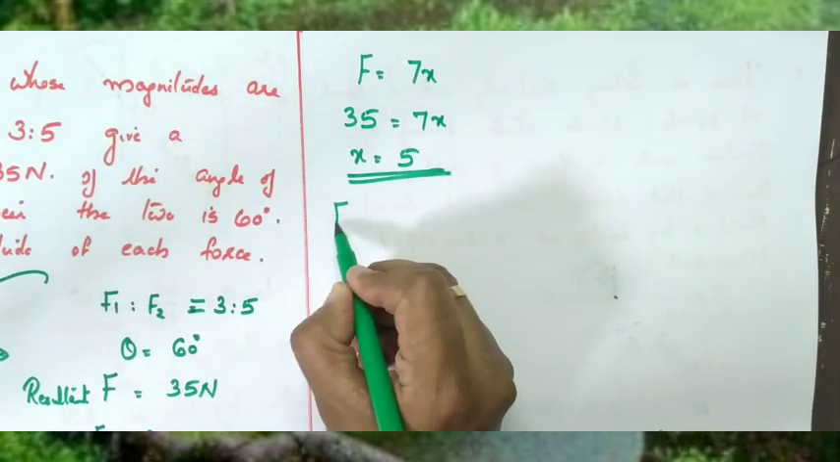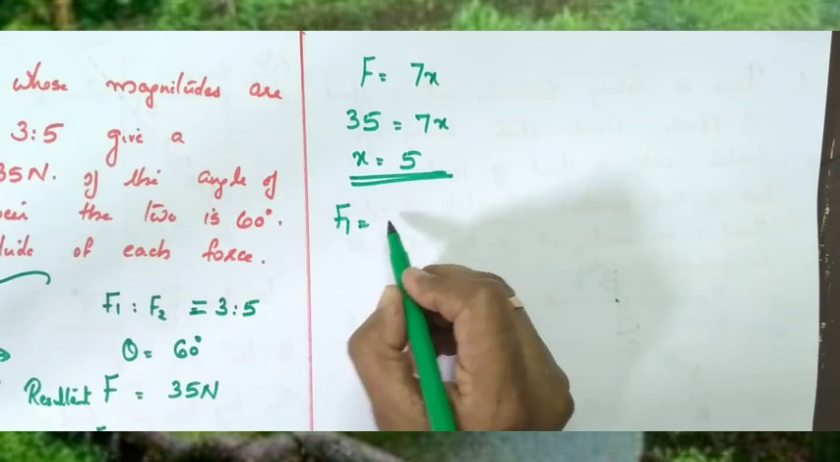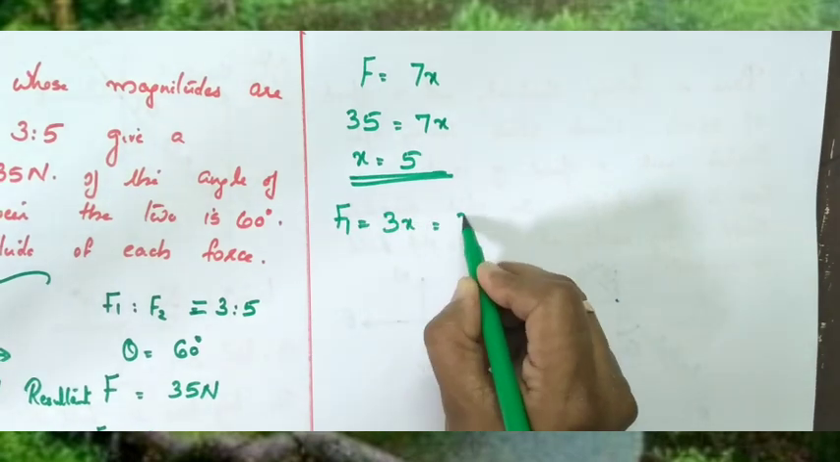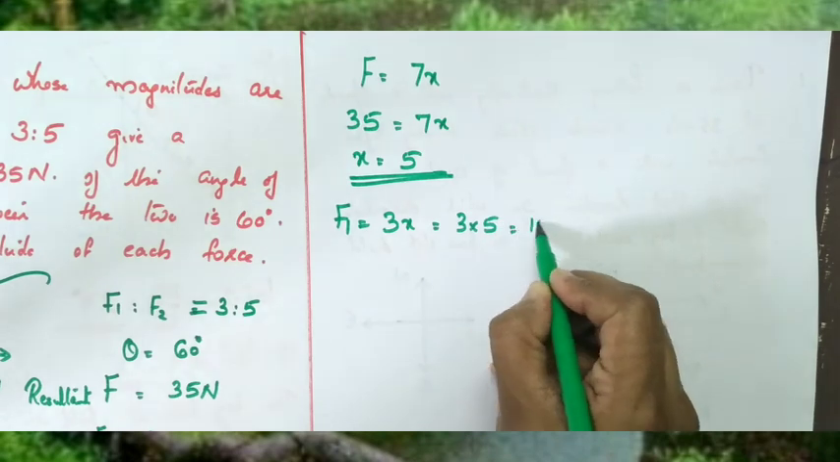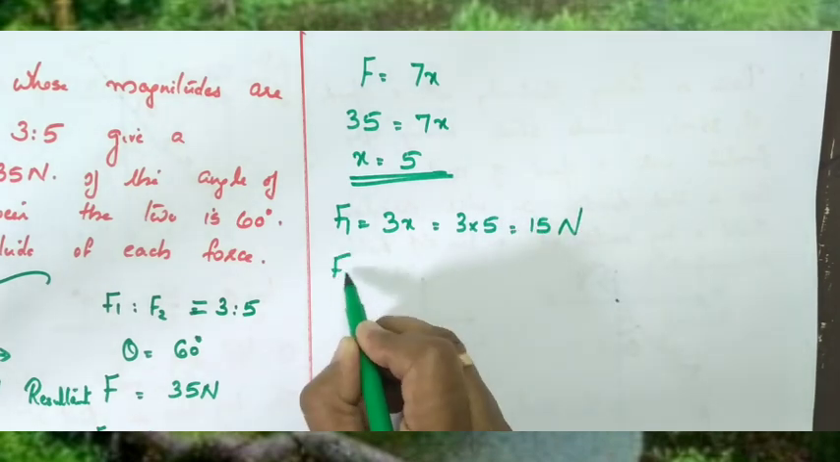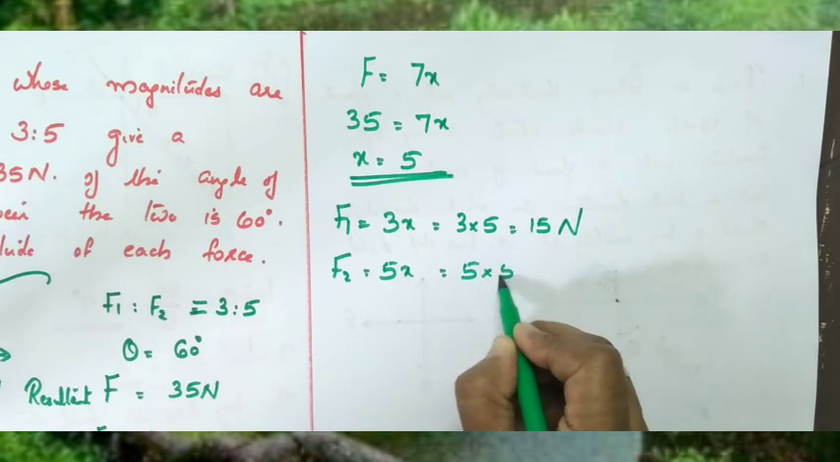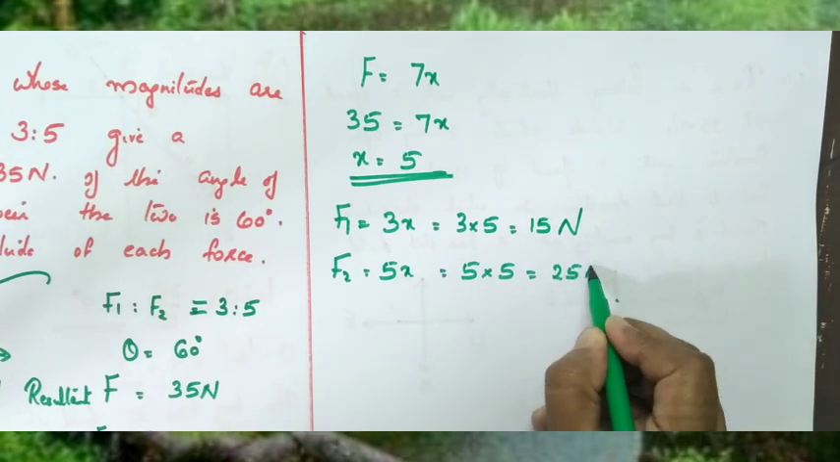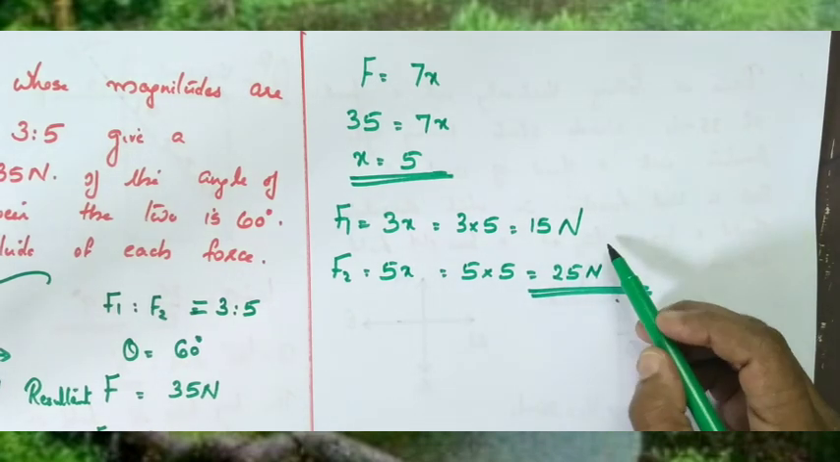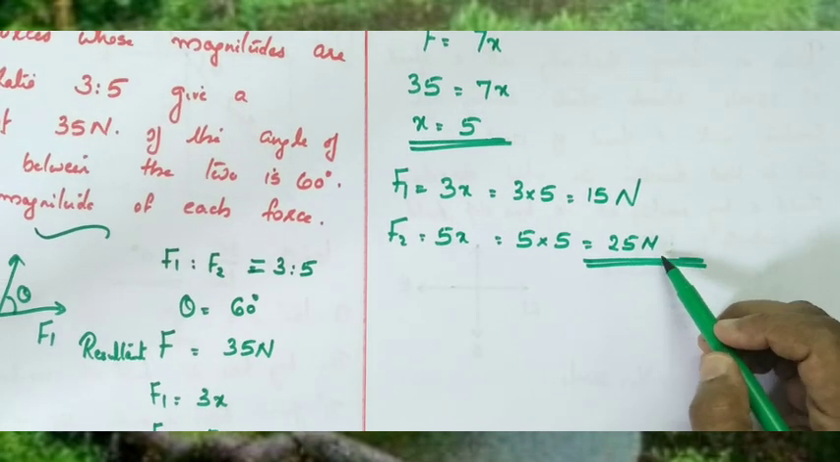Now, directly we can find F1. We have taken F1 is equal to 3x, no? That is 3 into 5, equal to 15 Newton. What is F2? 5x, that is 5 into 5, which is 25 Newton. So, the magnitudes of the two forces are 15 Newton and 25 Newton.